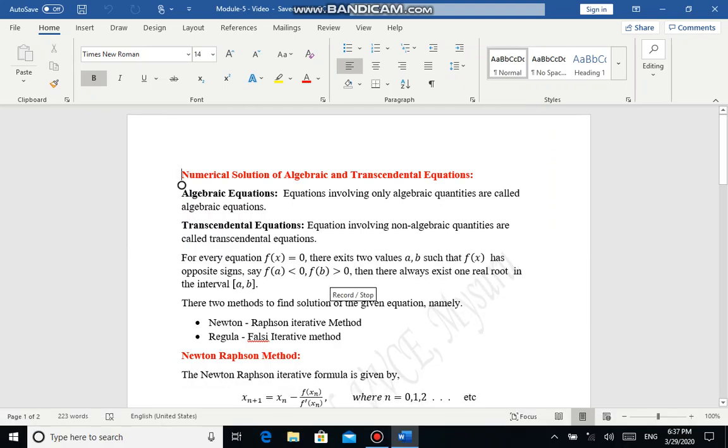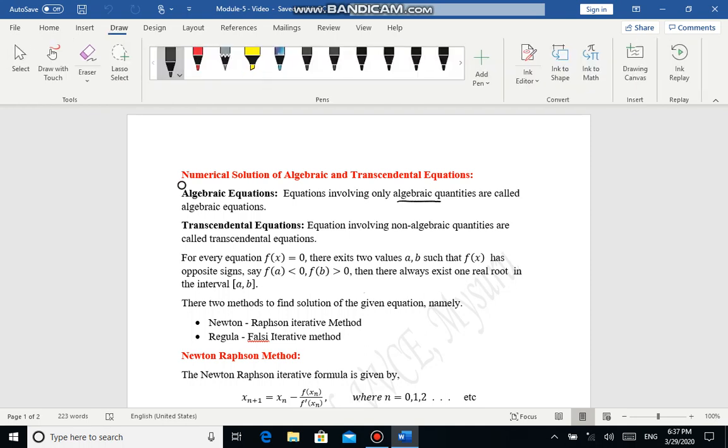Dear friends, today we are going to discuss the numerical solution of algebraic and transcendental equations. Before we find a solution, we first need to know what an algebraic equation is and what a transcendental equation is. An equation involving only algebraic quantities is called an algebraic equation. Algebraic quantities are nothing but x power n, meaning x square, x cube, x power 5, anything.